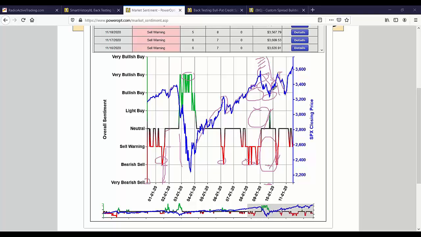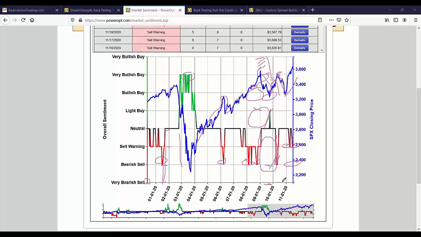And we saw the light bullish buy here, which was right, but then we started getting back up in the peak. That's when we started seeing the sell warnings again. A nice little sell-off there from October to November, going up here as well. And we're starting to get into that sell warning. Haven't really hit the bearish sell yet as well.